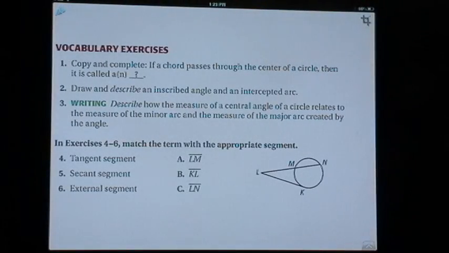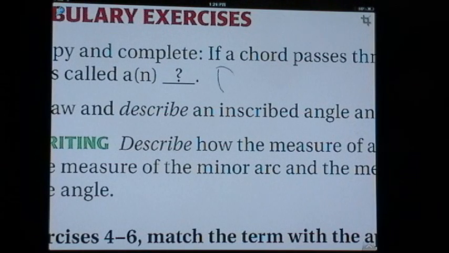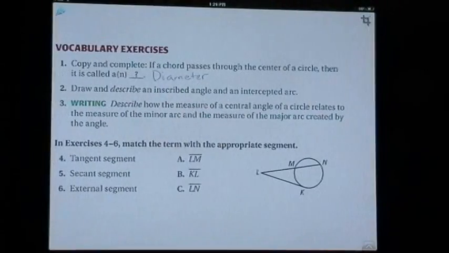On page 708, quickly go through the vocabulary. Copy and complete. If a chord passes through the center of a circle, then it is called a diameter. Draw and describe an inscribed angle and an intercepted arc.